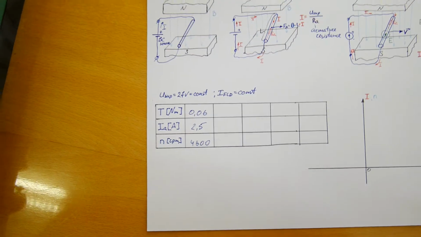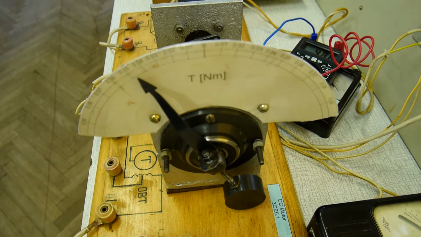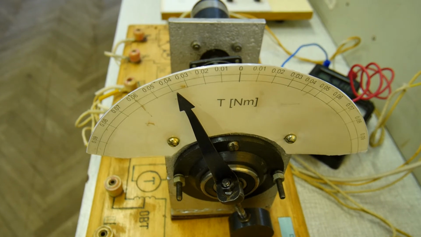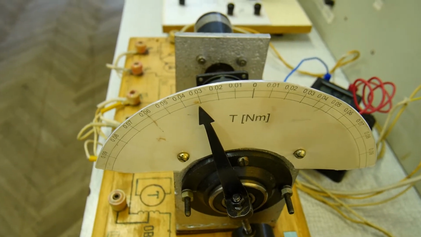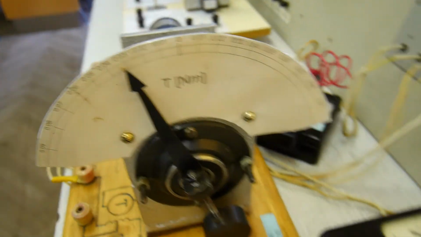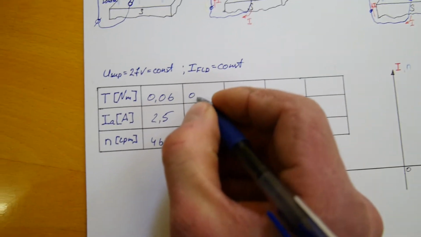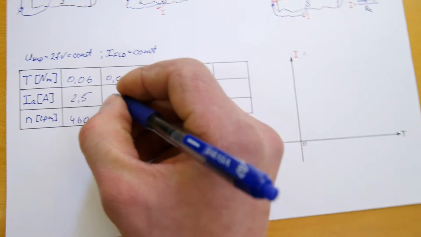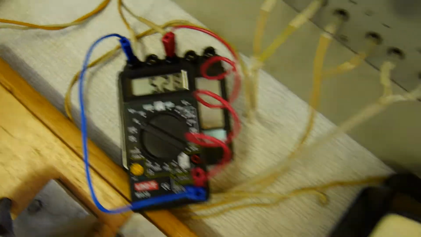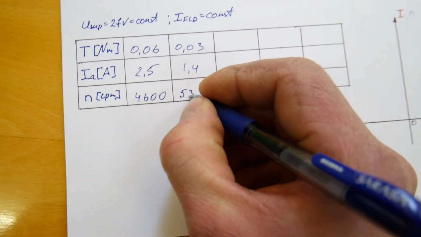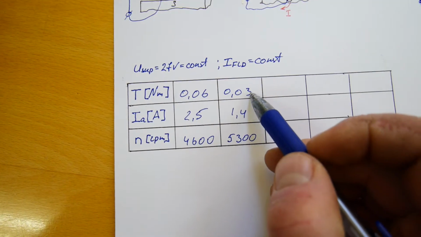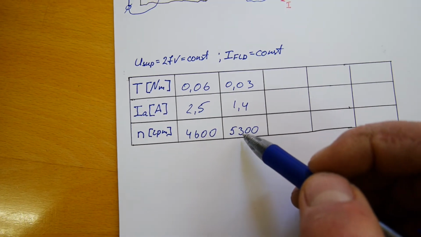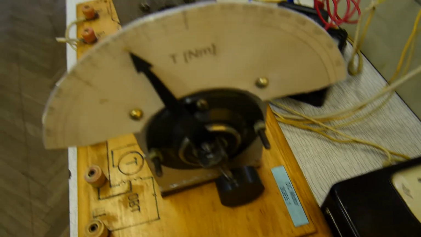Okay. Now let's reduce the load torque by means of the brake. Well, let's say 0.03. So at half torque, the motor consumes 1.4 amperes, and the speed is 5,300. So we take less from the motor, this is the torque, we take less, therefore the motor slightly accelerates. Let's reduce torque even more.